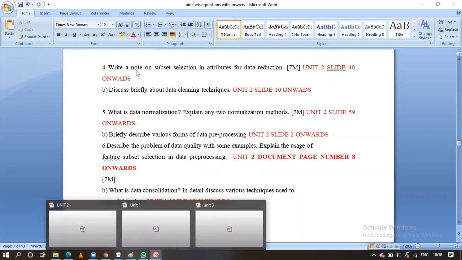Understand the question, guys. Write a note on subset selection of attributes for data reduction. In data reduction we will have different strategies, and one particular strategy is subset selection. Let us see that one. We need to go to slide 40 onwards. First of all, guys, are you able to see the screen?